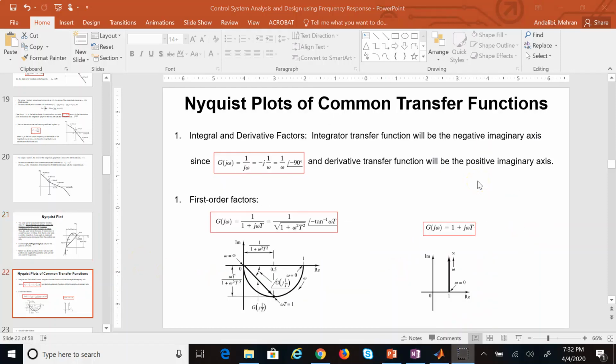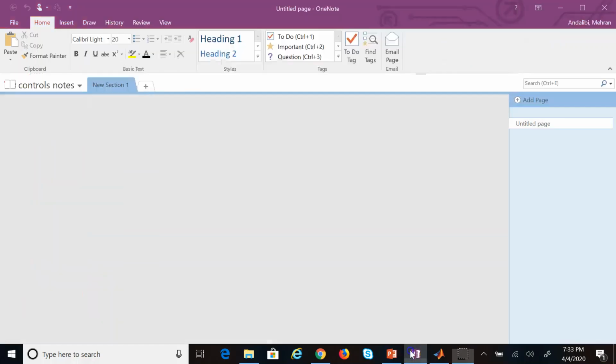Let's look at some common transfer functions that we studied for the Bode plots, like an integrator, a derivative, first order factors or second order factors. For example, if we have a simple integrator, how does it look in the complex plane? All we need to do is plug in j omega for s. What do you think would happen?